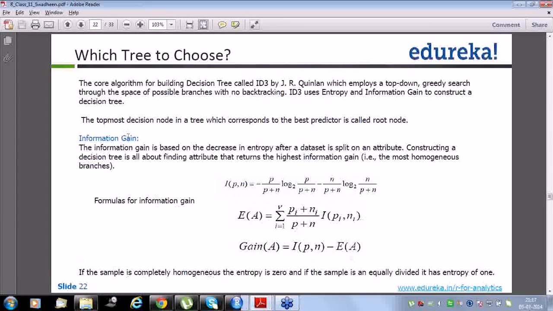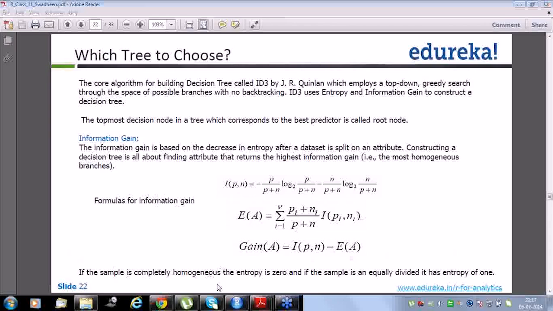So that is the information gain that I discussed. The information gain is based on the decrease in entropy after a data set is split on an attribute. Constructing a decision tree is all about finding the attribute that returns the highest information gain. I mean the most homogeneous branches, because that way we'll reach the information for the dependent variable in a more timely manner. So that is the formula.